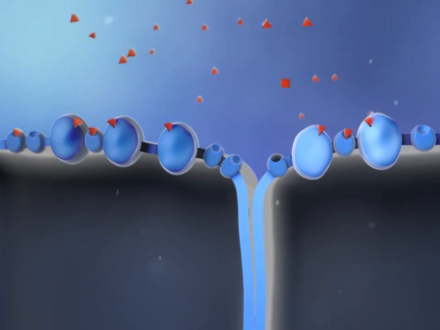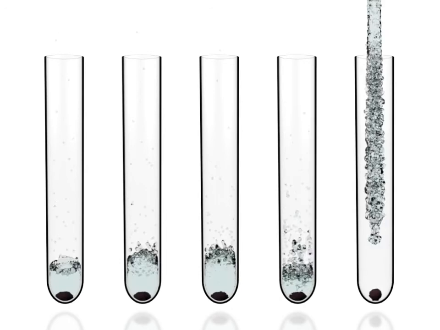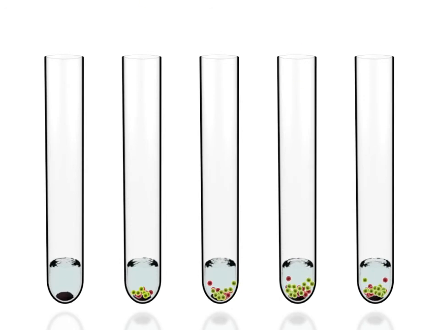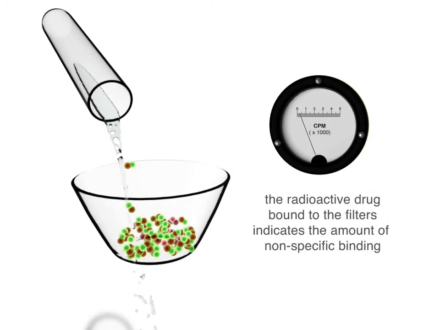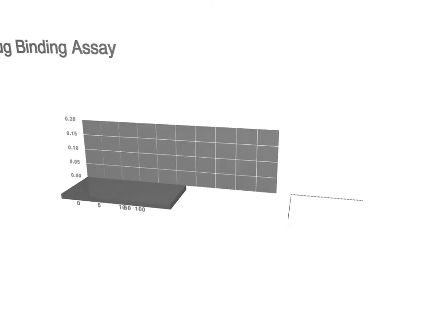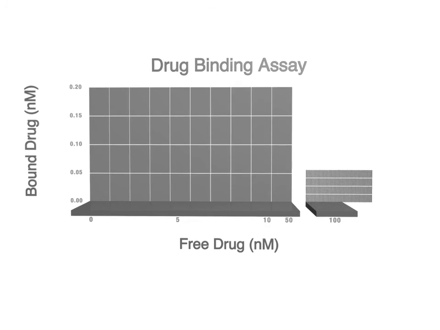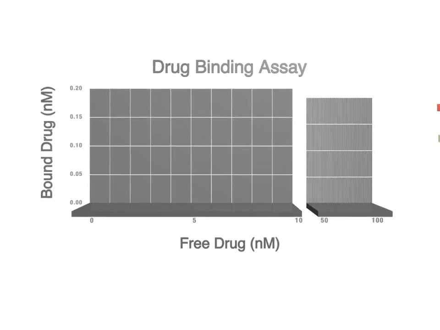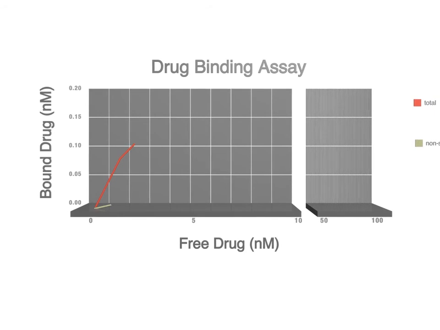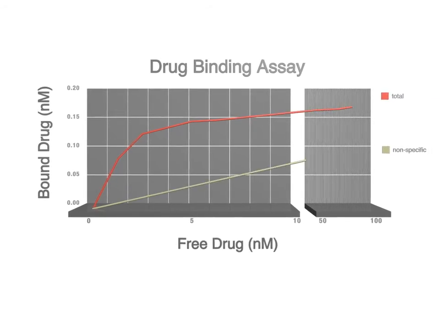In order to do this, we must set up a parallel set of tubes, the same as the first set. In this second set of tubes, we add in an excess of the same drug, but which does not have a radioactive label. As in the first set of tubes, the binding that we measure in the second set of tubes is due to radioactively labeled drug binding to the tissue. However, in this second set of tissues, the radioactively labeled drug can bind only to nonspecific sites.